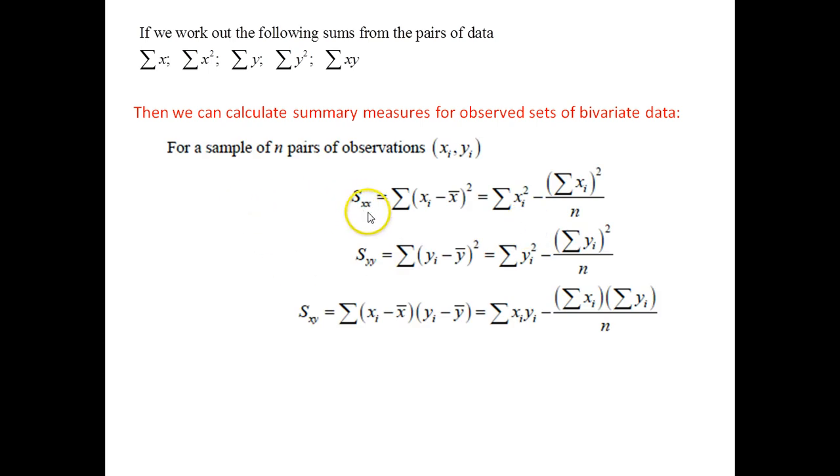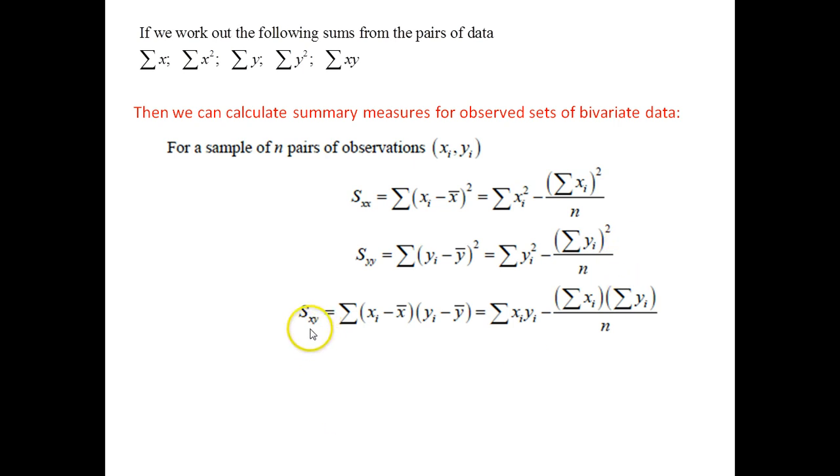So we've got an Sxx, which is defined to be the sum of each x with the mean of x taken away from it and then squared, but that can also be worked out as the sum of x squared minus the sum of x all squared over n. Similarly, Syy would be the same with y: each y with the mean of y taken away from it and squared, which can also be worked out as the sum of y squared minus the sum of y all squared over n.